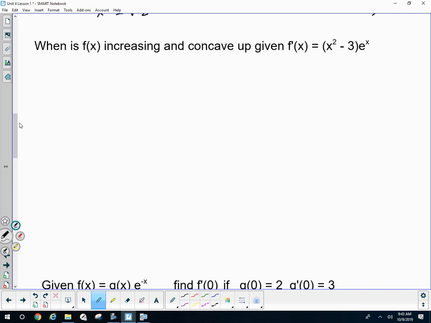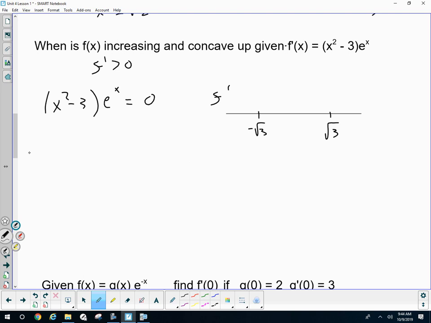When is f increasing and concave up given f prime? All right, so make sure we understand what we're given. We are given f prime. To find out when f is increasing, find out when f prime is positive. How do you figure out when this is positive? Set it equal to 0, and see when it's undefined. I get plus or minus root 3. These are important parts of f prime.